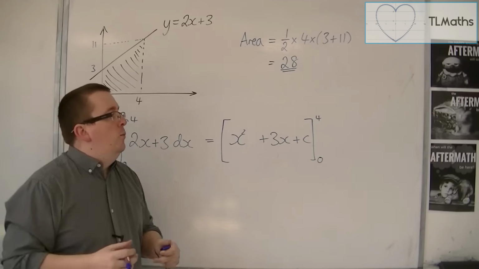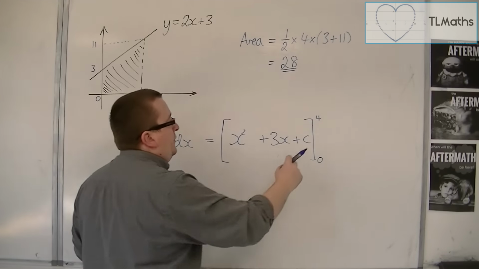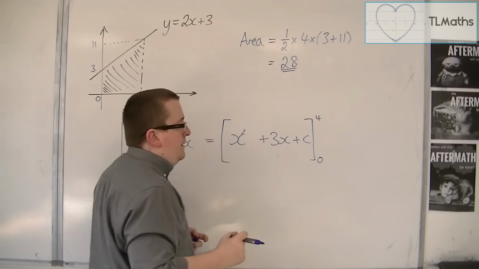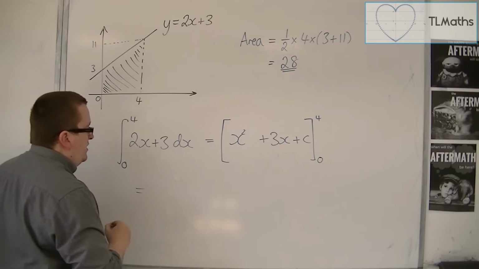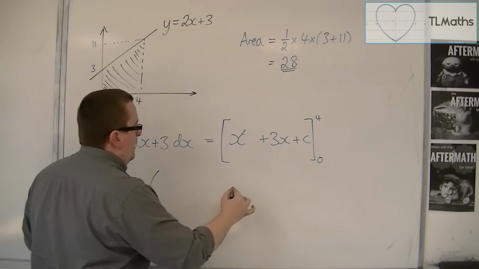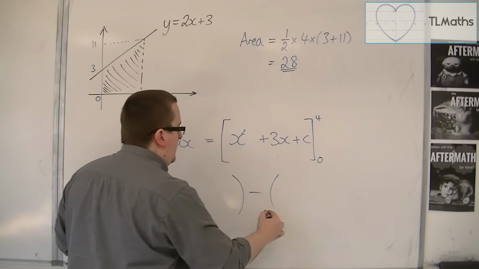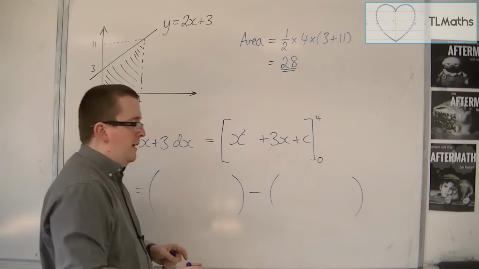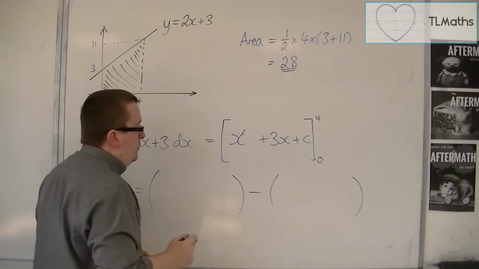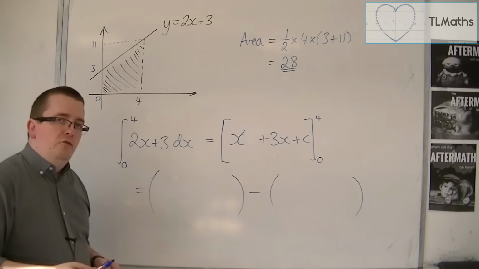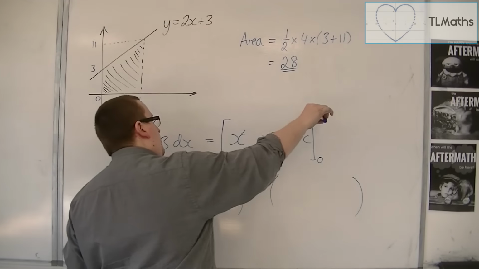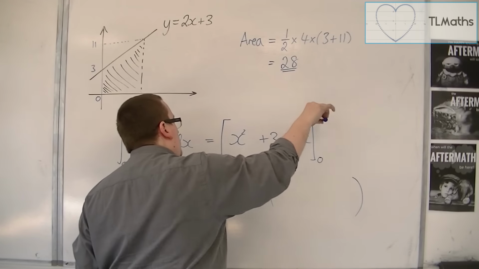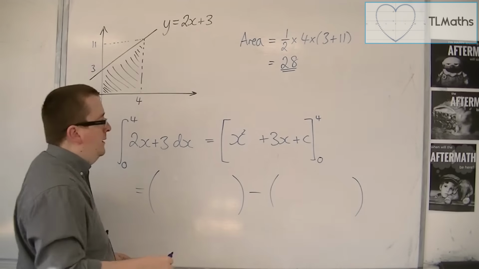What do we do then? Well, this tells us what to substitute in. So what we're going to do is we're going to substitute in 4 first, and then we're going to substitute in 0, okay? And what we do is we subtract one from the other. So we always substitute in that one first, and then take away substituting in that one.